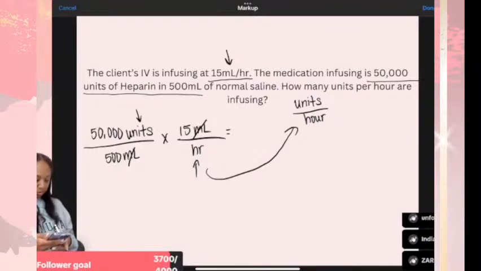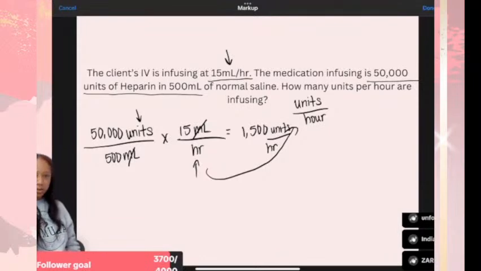So we'll multiply 50,000 times 15 divided by 500. That'll be 1,500 units per hour.